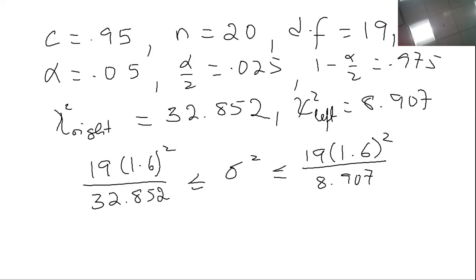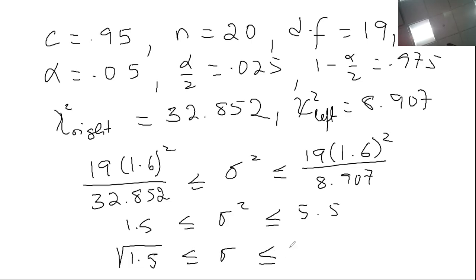So we have 1.5 less than or equal to 5.5. Then we take the square root of both sides, the square root of 1.5 and 5.5. We find the confidence interval for the standard deviation.